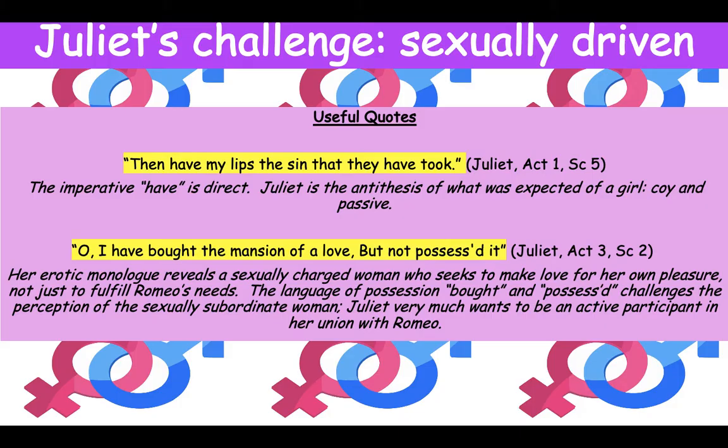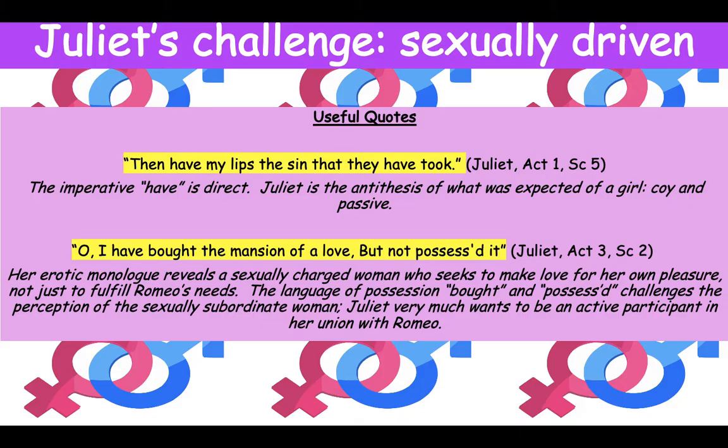This is part of a longer monologue, and this is quite an erotic monologue where she reveals that she's actually a sexually charged woman who seeks to make love for her own pleasure, not just to fulfill Romeo's needs. So she's looking forward to the pleasure it will bring her. Look at the language of possession. She talks about a mansion that she has bought and the fact that she hasn't possessed it yet, but she will, and she looks forward to possessing it.